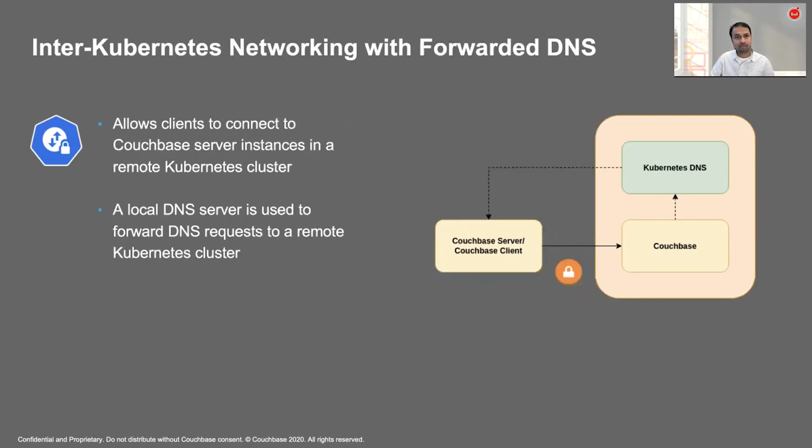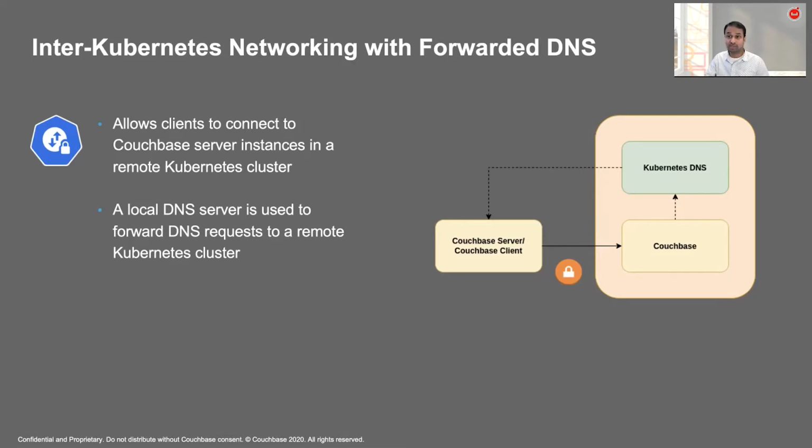Next is the inter-Kubernetes networking with forwarded DNS option. Inter-Kubernetes networking allows clients to connect to Couchbase server instances in a remote Kubernetes cluster. It uses the DNS service offered by the remote Kubernetes cluster to provide addressing. So basically, a local DNS server is used by Couchbase server and clients to forward DNS requests for a remote namespace to a remote Kubernetes cluster.